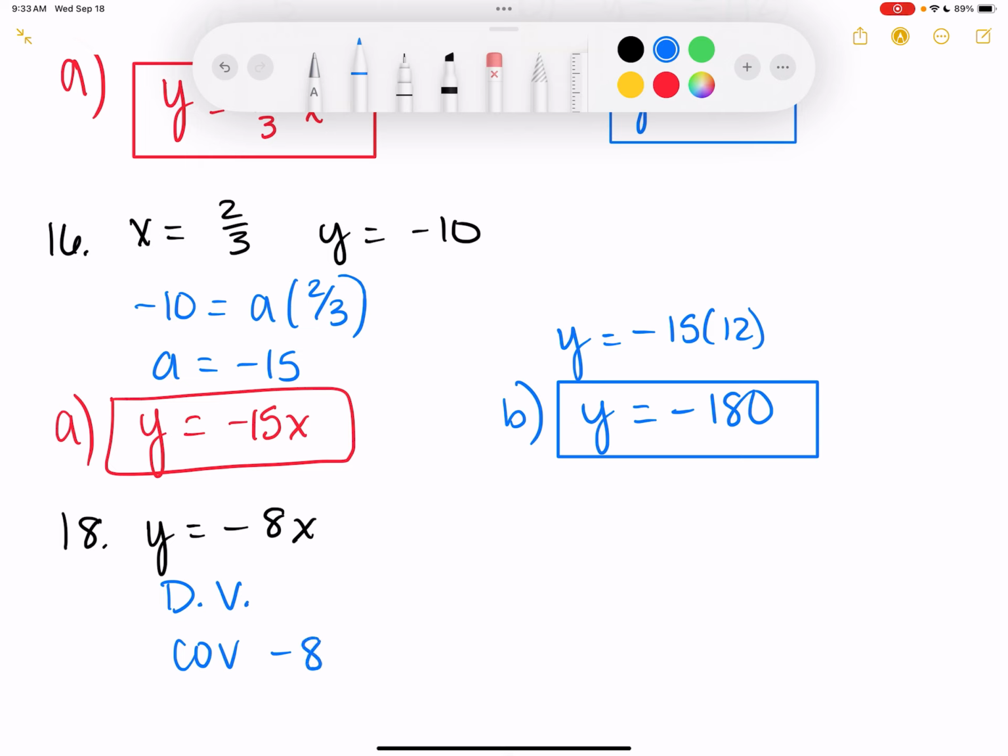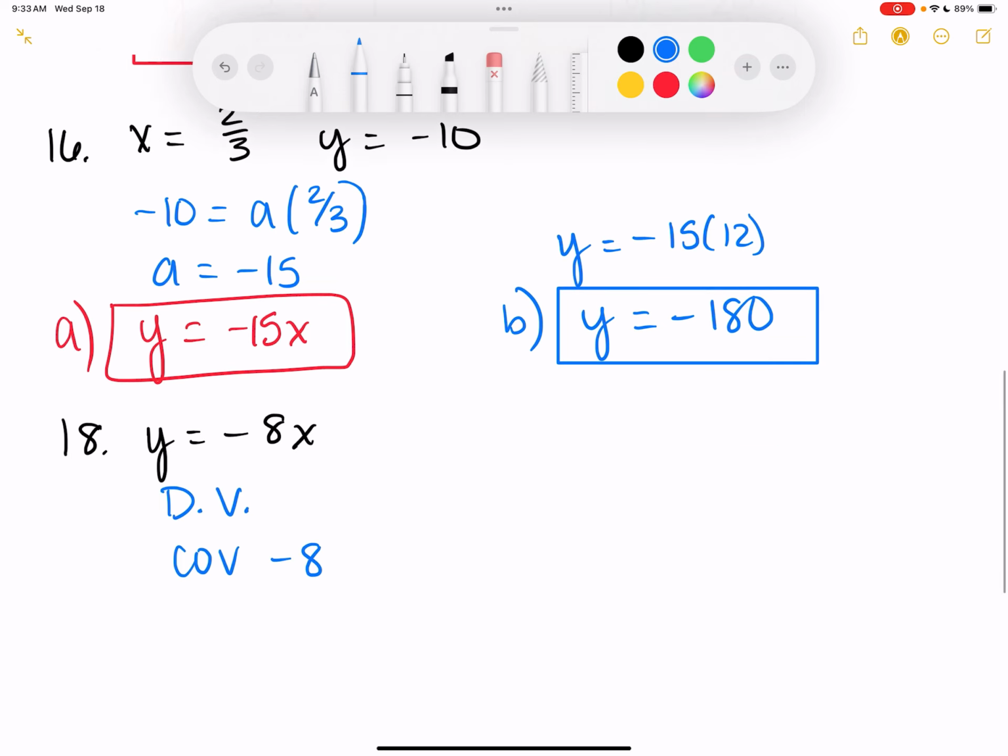If it wasn't in that form, it wouldn't be. If it goes y equals negative 8x plus 5, that's not direct variation. I abbreviate direct variation instead of writing it out every time because that's annoying. And constant of variation I also abbreviate because that's a lot to write out. Constant of variation of 19.